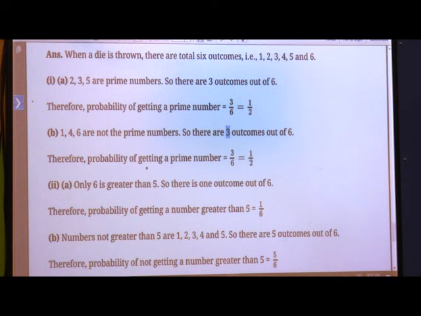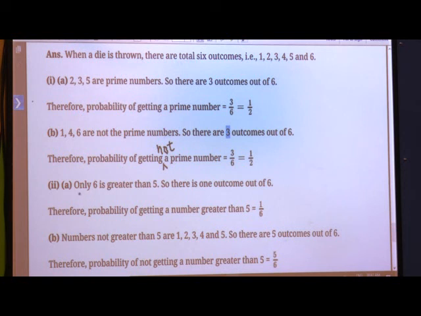Therefore, the probability of getting not a prime number, I have written here "not", please understand it carefully. Not a prime number is equal to 3 upon 6. So, 3 ones are 3, 3 twos are 6, which is equal to 1 upon 2.